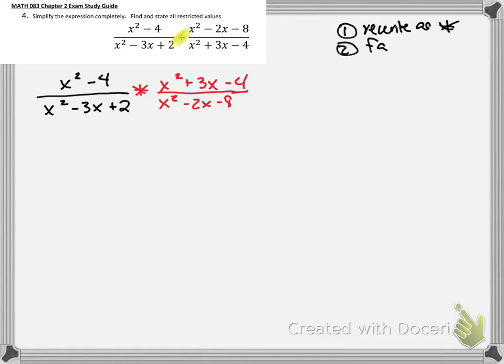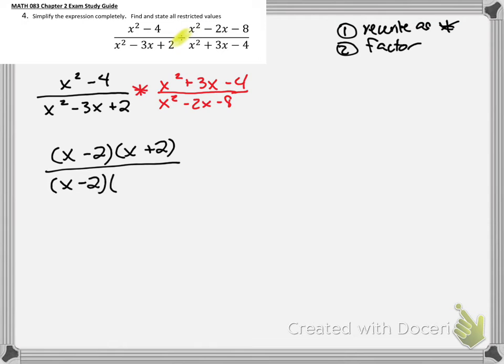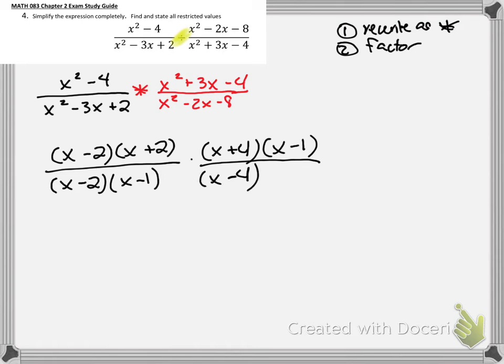Now that I've done that, I'll take some time to factor these 4 different polynomials. So x squared minus 4 is a difference of squares. x squared minus 3x plus 2 is going to be x minus 2, x minus 1. x squared plus 3x minus 4 is going to be x plus 4 times x minus 1. And x squared minus 2x minus 8, I believe, is going to be x minus 4 times x plus 2. Again, if you're unsure, you can always FOIL any of those and check them.